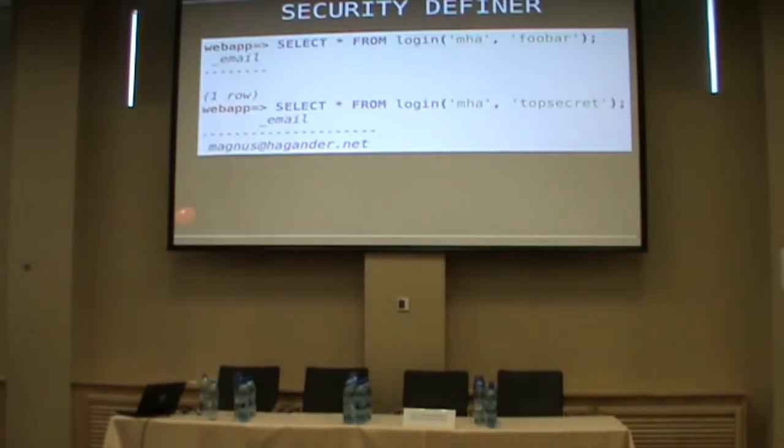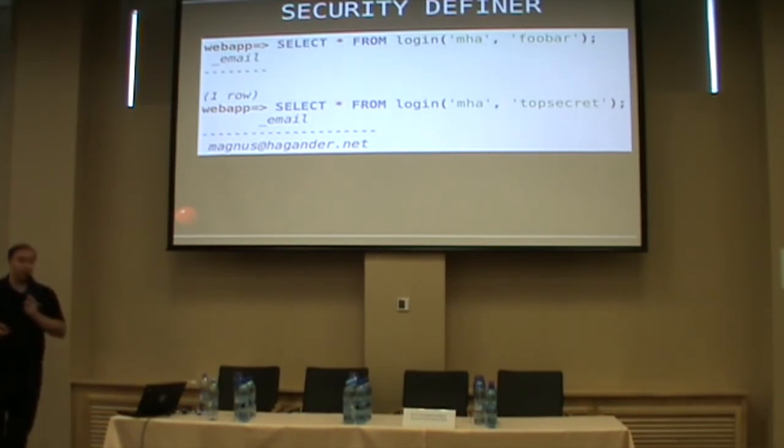And it works. If I put in the wrong password, I get null back. If I put in the right password, I get my email address back. Now this gives us a couple of things. First of all, the only way to get the email address back is if you already know the password. And you can't bulk dump anything. If you need to dump 10 million users, you need to call this function 10 million times. Each one with the correct password.